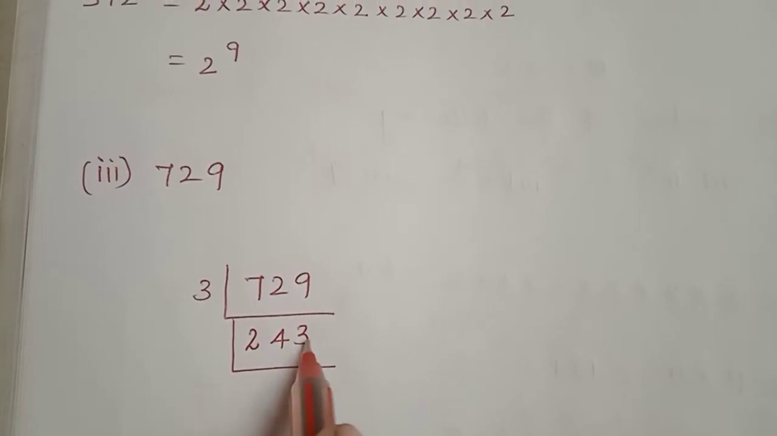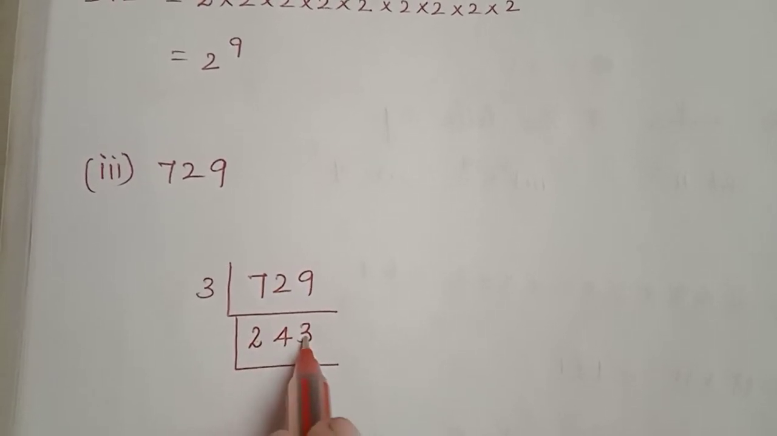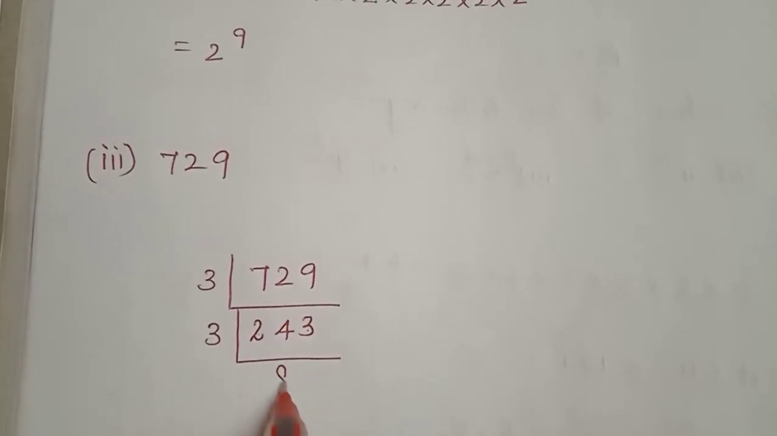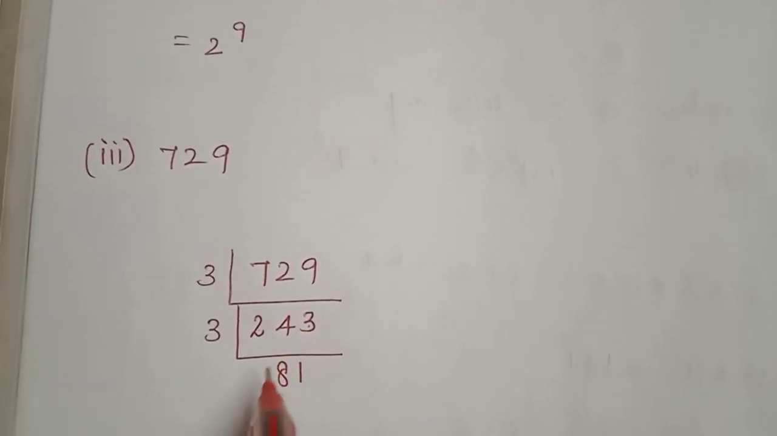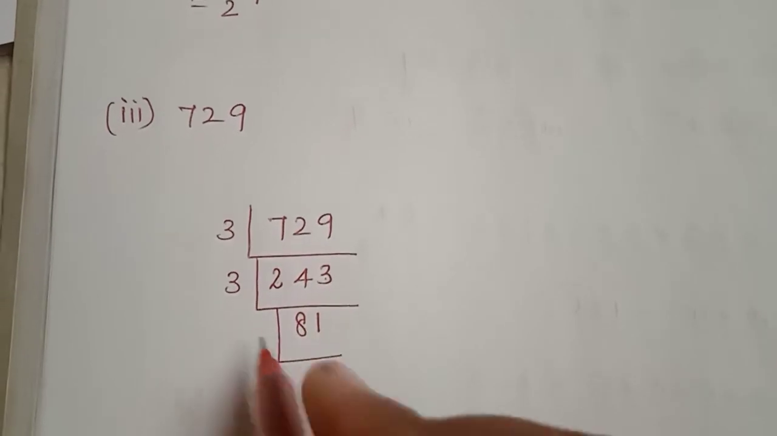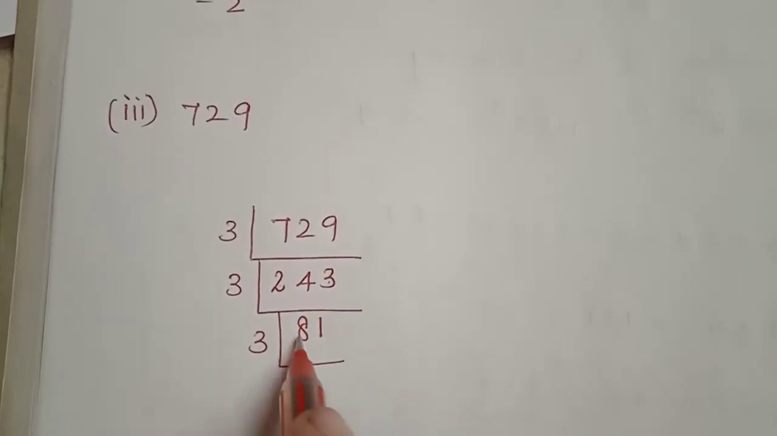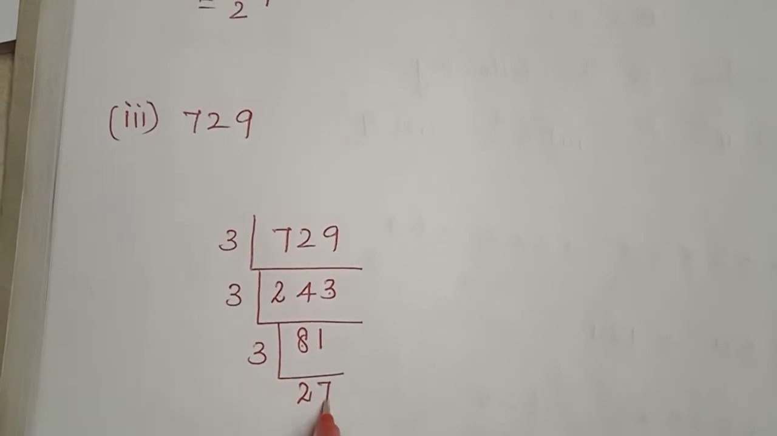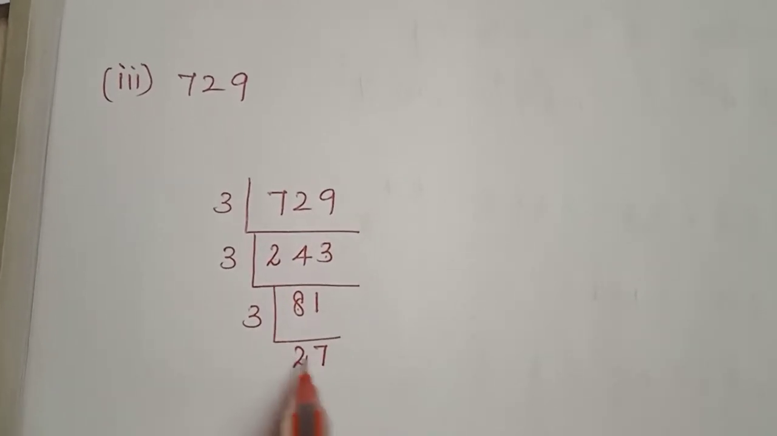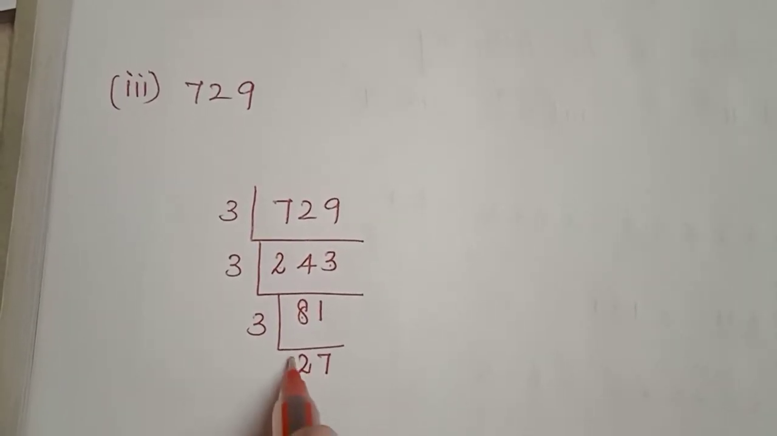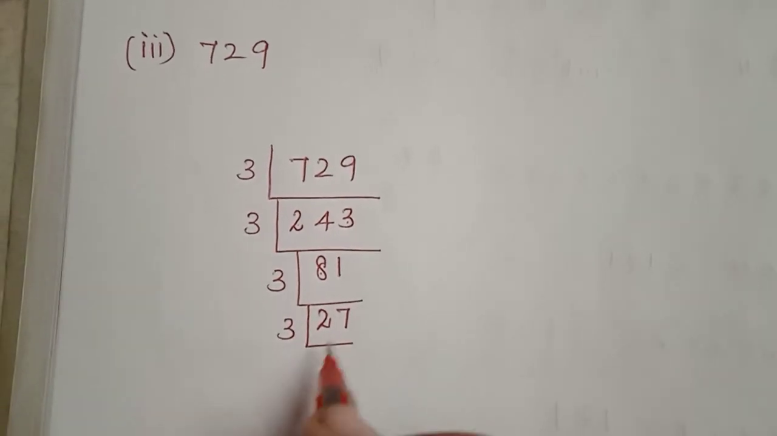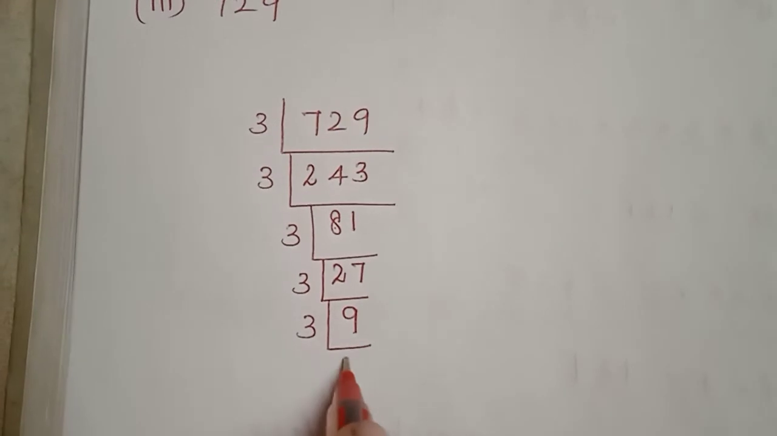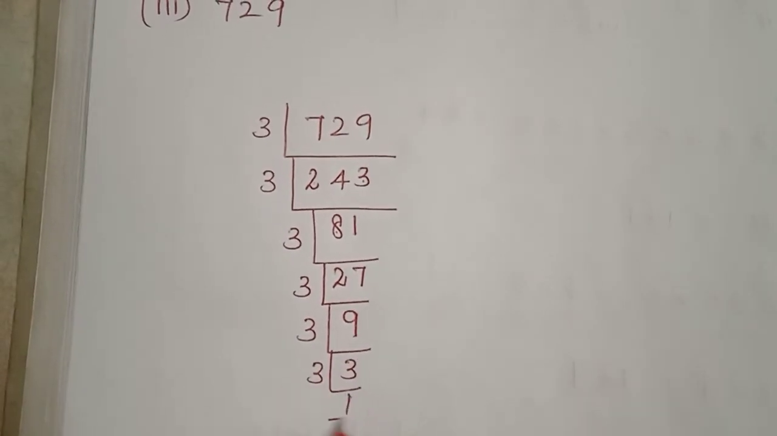Now it can be divided by 3 again: 2 plus 4 is 6, 6 plus 3 is 9, so it is divisible. In 24, 8 times, and in 3 we have 1 time. Again 8 plus 1 is 9, so it is divisible. In 8 we have 2 times, remaining 1, it is 27. In 27, 7 plus 2 is 9, so it is divisible by 3. 9 threes are 27, 3 threes, remaining 1.